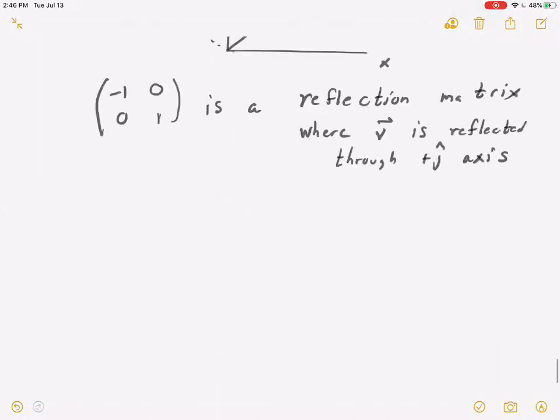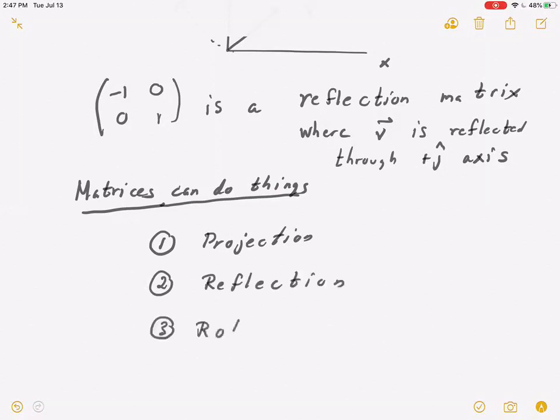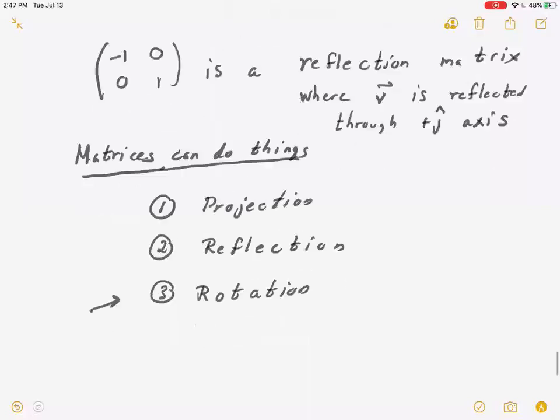Okay, so we have looked at least two examples where matrices can actually do things. We've looked at the example of a projection matrix, and we've looked at the example of a reflection matrix. And they do exactly what they say they're going to do, given their names. So we'll take a break now, but the next thing we want to do is look at matrices that rotate vectors, the so-called rotation matrix.